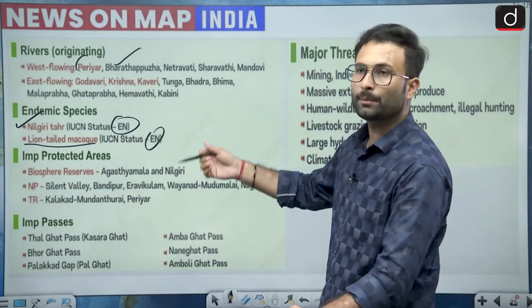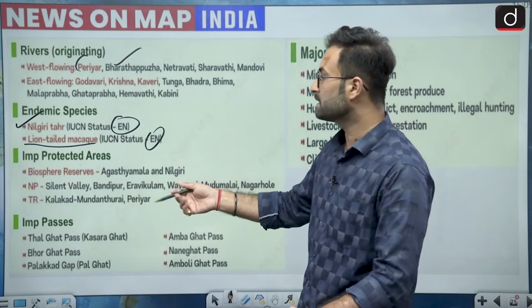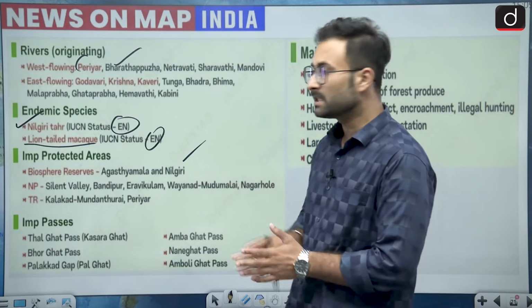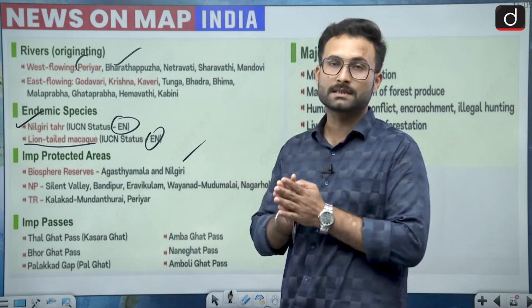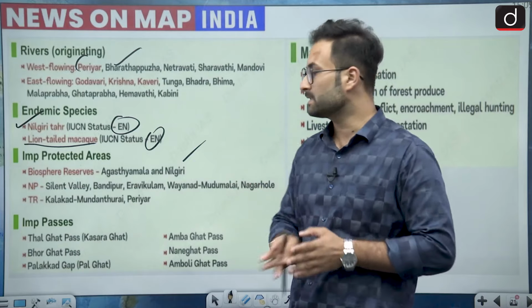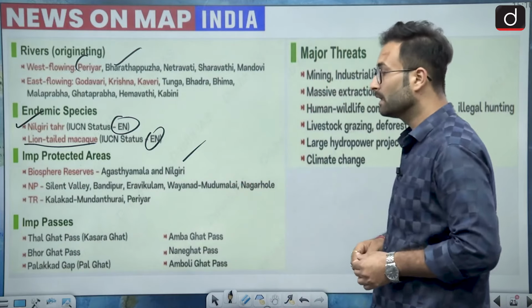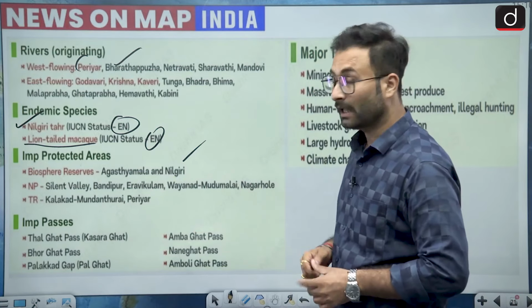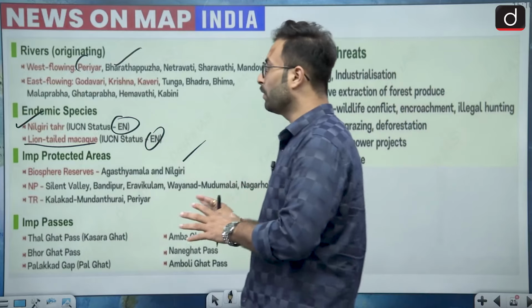Okay, if we talk about the protected areas, there are various protected areas in this particular region: Agastyamalai, Nilgiri, Silent Valley, Bandipur. So you can go through these. Okay, and there are various passes. Since it is a mountainous range, there are various passes like Borghat, Thalghat. Okay, Palakkad Gap is there, Amba Ghat Gap is there, and then Nane Ghat Pass is there. So you can remember all these things.